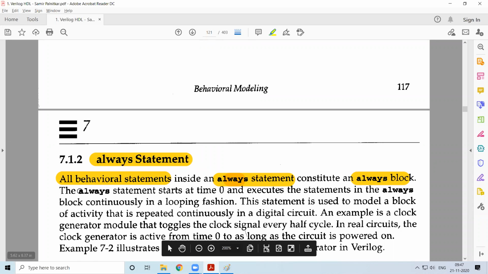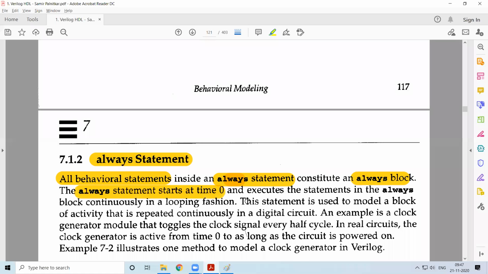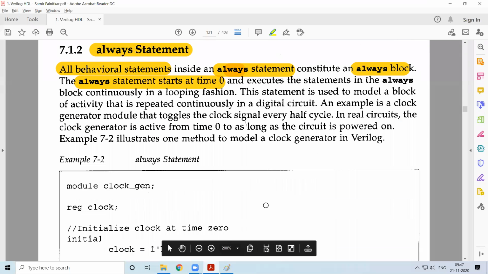And the always statement again starts at time equal to 0, that is at 0 time units. Whenever you start the simulation, at that time even the always statements start off. So let us look at an example and see how it goes.